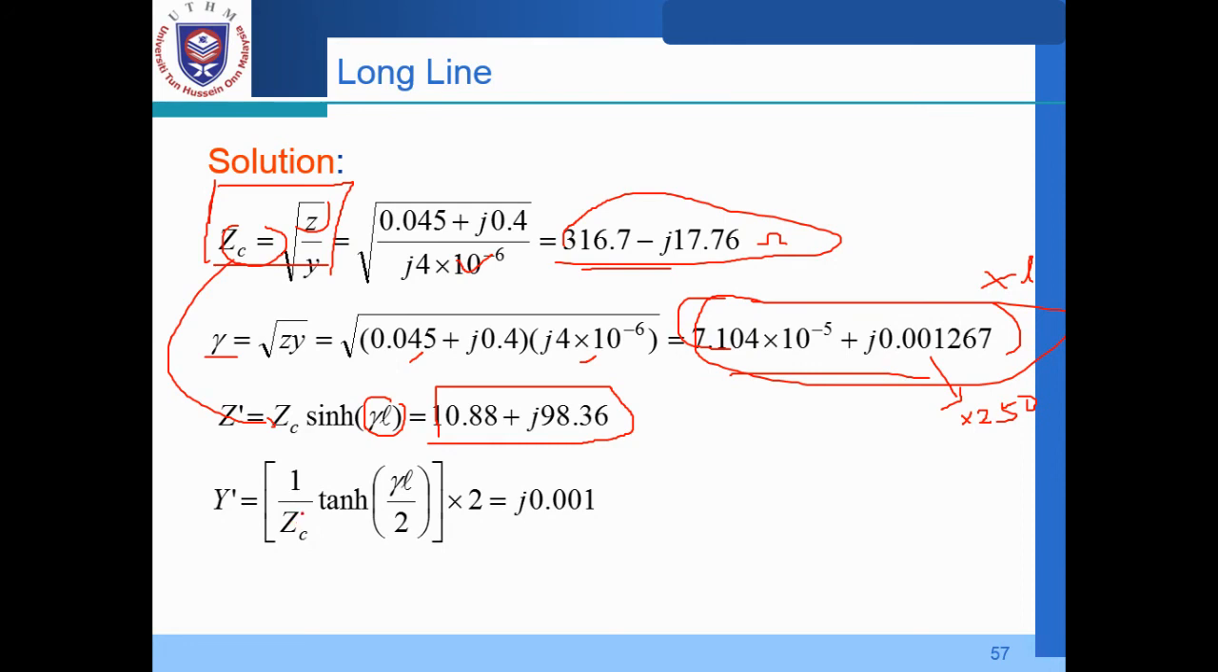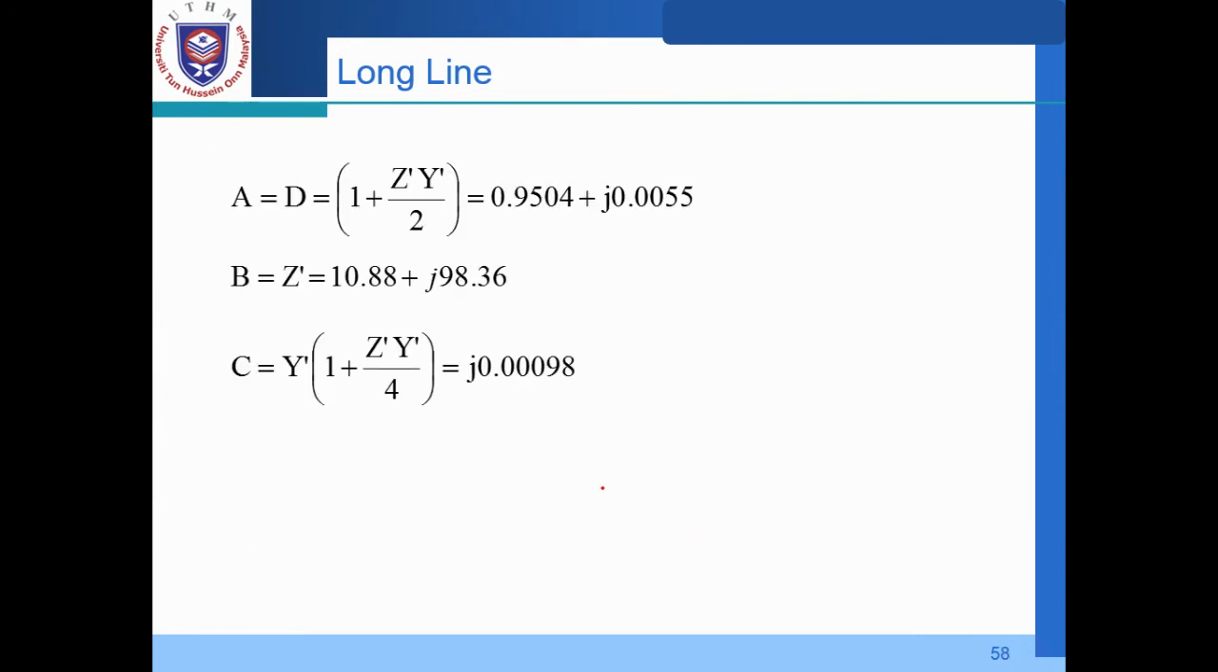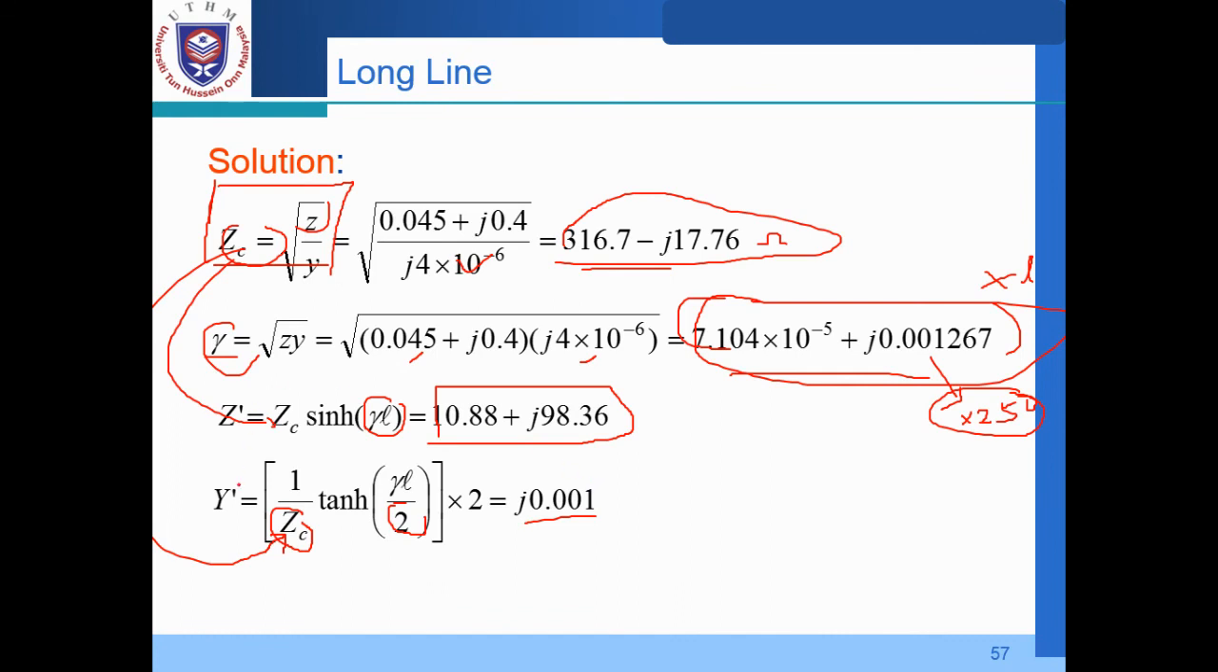So what about the Y prime? This is 1 over ZC, from again here, used here. So we have a hyperbolic tangent of gamma L over 2. Again, multiply by 250, and don't forget to divide by 2. So hyperbolic tangent of this value, and then divided by ZC, multiplied by 2, giving the value of Y prime as j0.001. And we are done with the Z prime, we are done with the Y prime, we are done with the ZC and all that.